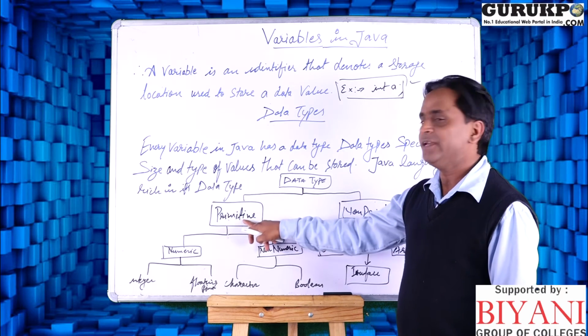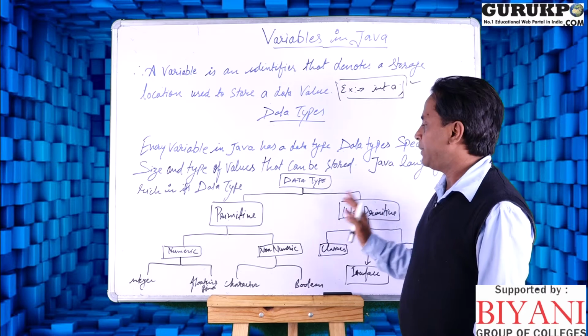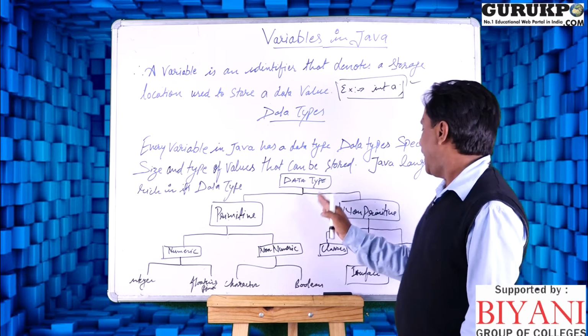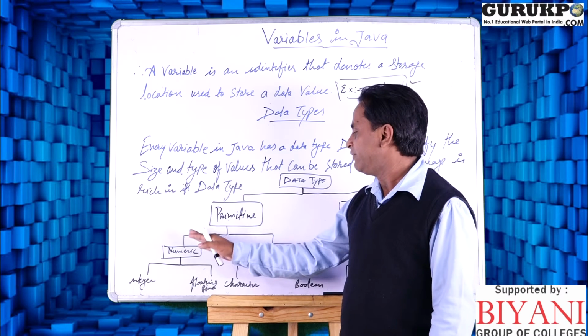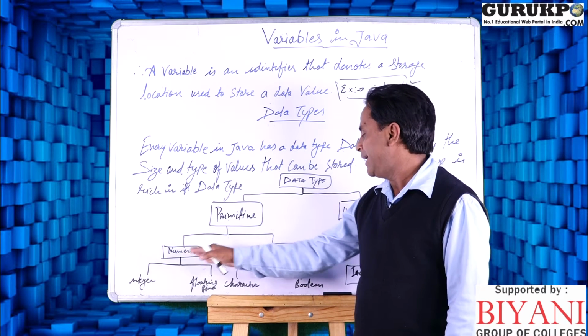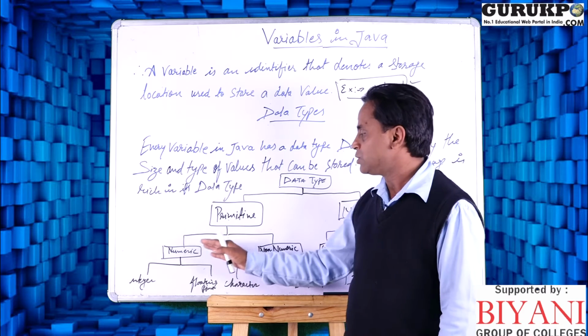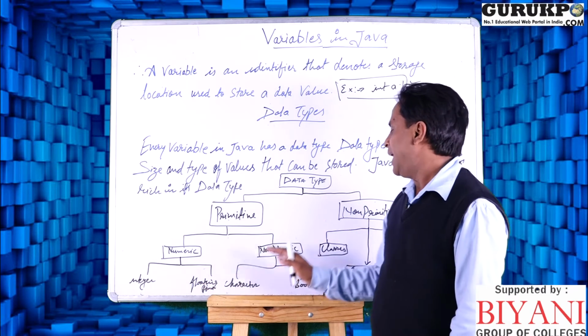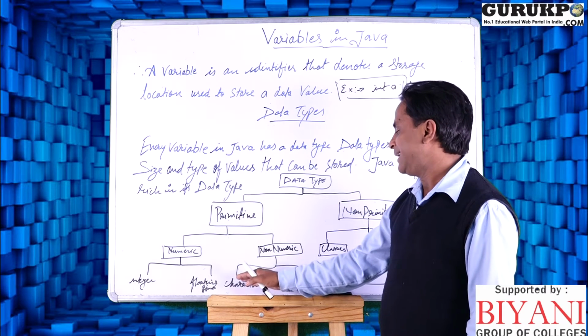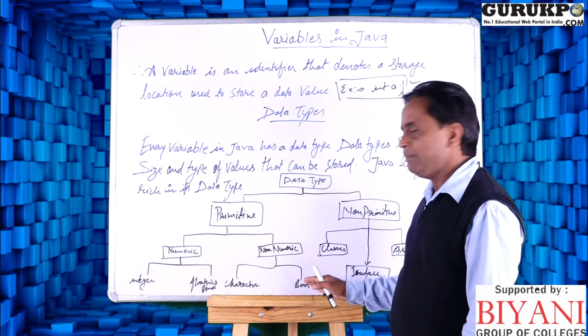Data types are primitive and non-primitive. Primitive is divided into two parts, numeric and non-numeric. Numeric is also divided into two parts, integer and floating point. Non-numeric is divided into two parts, character and boolean.